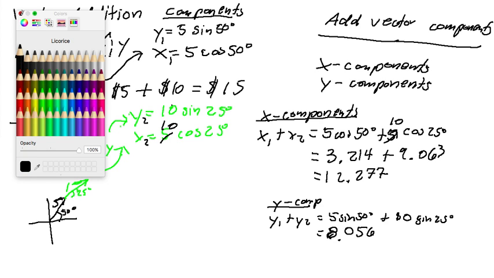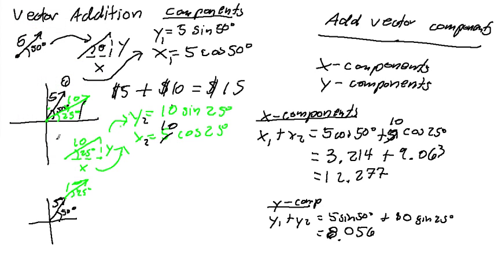I just picked up this vector and moved it to the head of the first one. That's what's called the head to tail method. Every time you do this, you can imagine there's a new xy axis. So that 25 degrees is from a new xy axis there. That will make it simpler and show you exactly what's going on, why we had to break it down into its components and add it up.